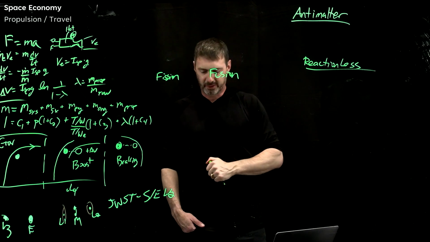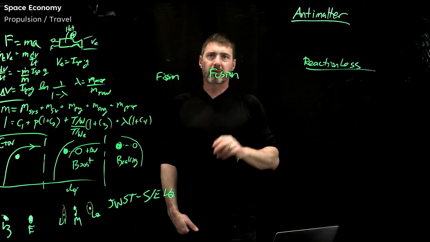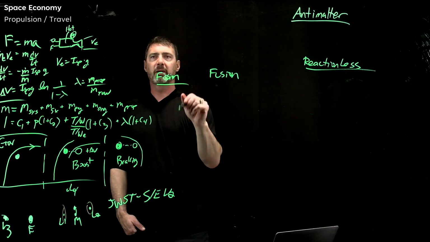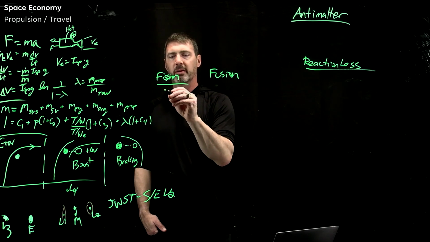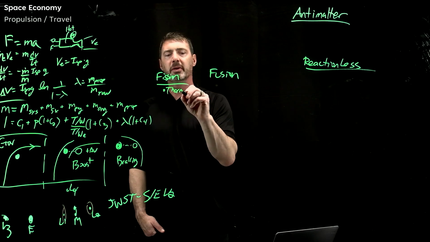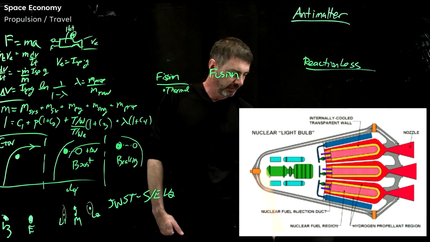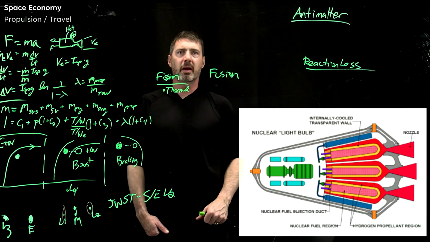So things that you don't have to carry. All right. So from a nuclear fission point of view, and it's pointed out in this book, really there's nuclear thermal. Already mentioned that a little bit. I think I have a picture here of a nuclear light bulb.